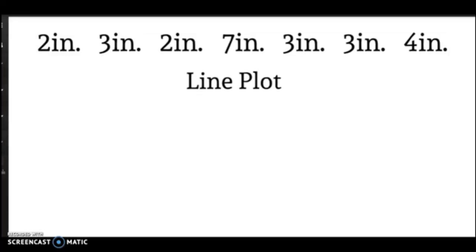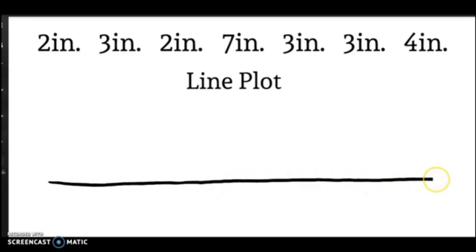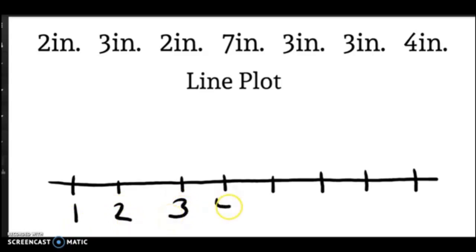When drawing a line plot, you simply start by drawing a line. And then on the line, I need to make sure I have places to record the data that I've collected. So I just simply make places along my line to start recording the data. I'll have a place for toys that are 1 inch tall, 2 inches tall, 3 inches tall, 4 inches, 5 inches, 6-inch toys, 7-inch, and even 8-inch toys.